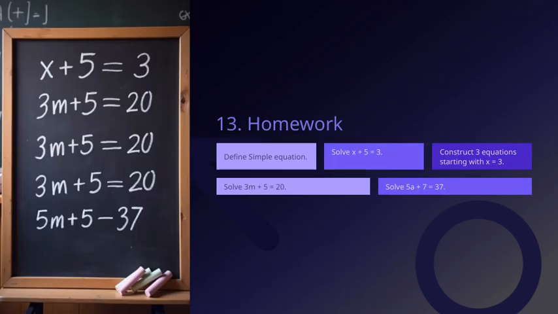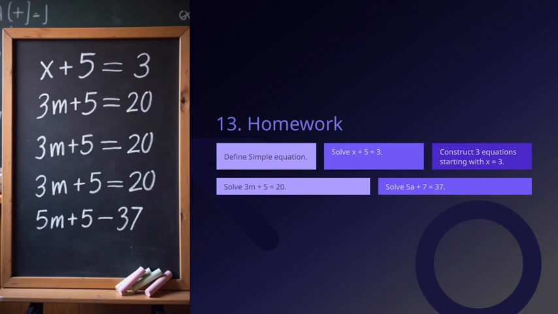Now, for your homework, I want you to focus on defining what a simple equation is. Think about how these equations are structured and what makes them straightforward to solve. Next, you'll solve a few practice problems. First, try solving 3m plus 5 equals 20. Remember to isolate the variable by performing inverse operations.